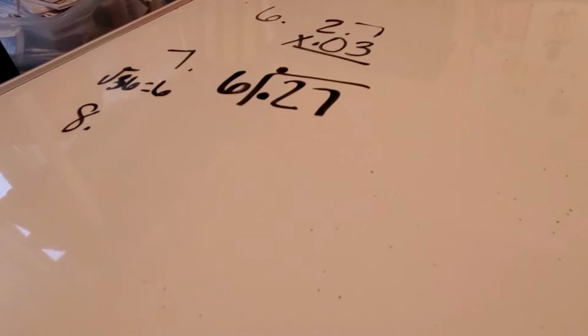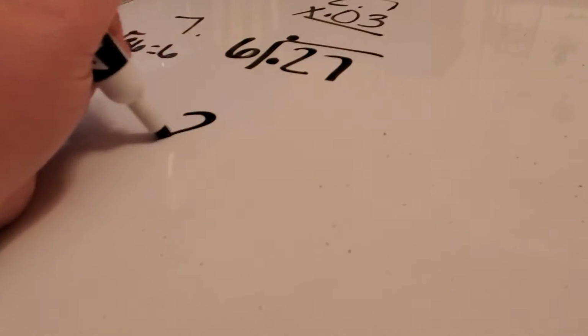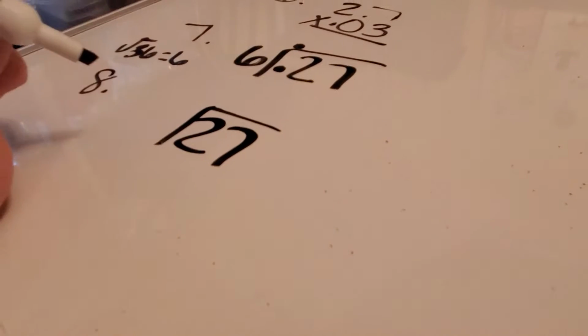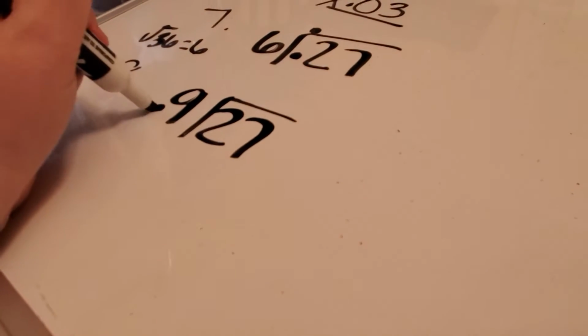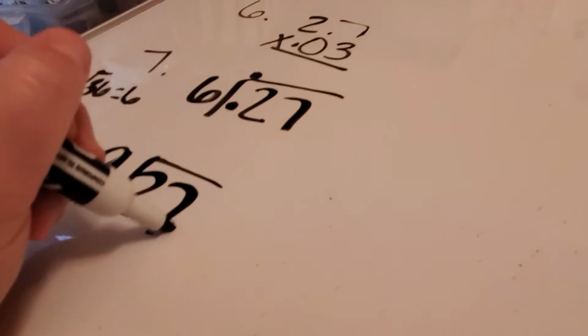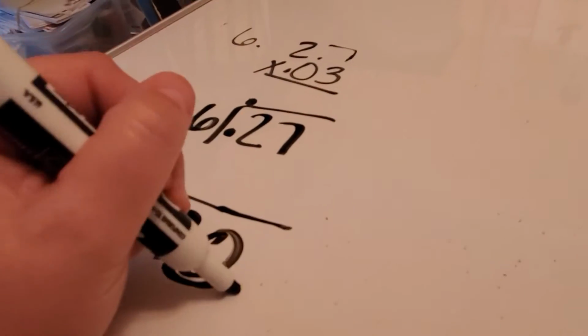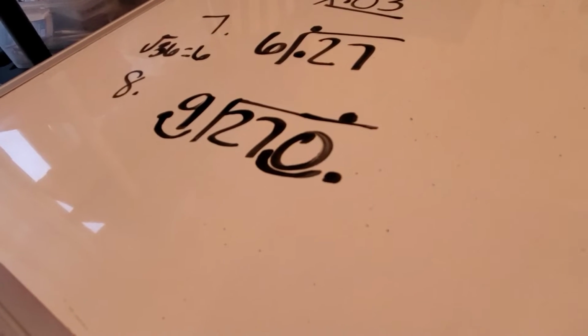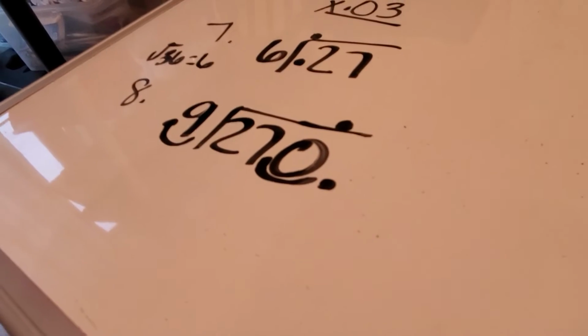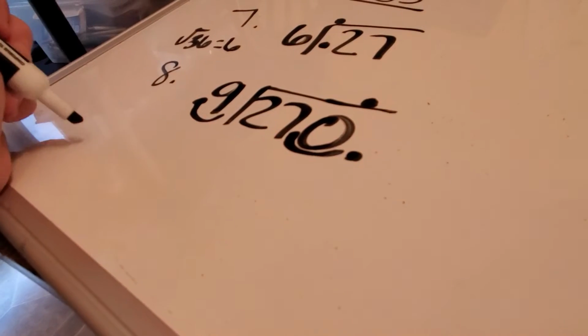Number 8, again, the number listed first goes on the inside. Now, you will have to move it. Remember, you move it one place here, one place here. So this is like saying 9 into 270. Don't forget that. All right, number 9.